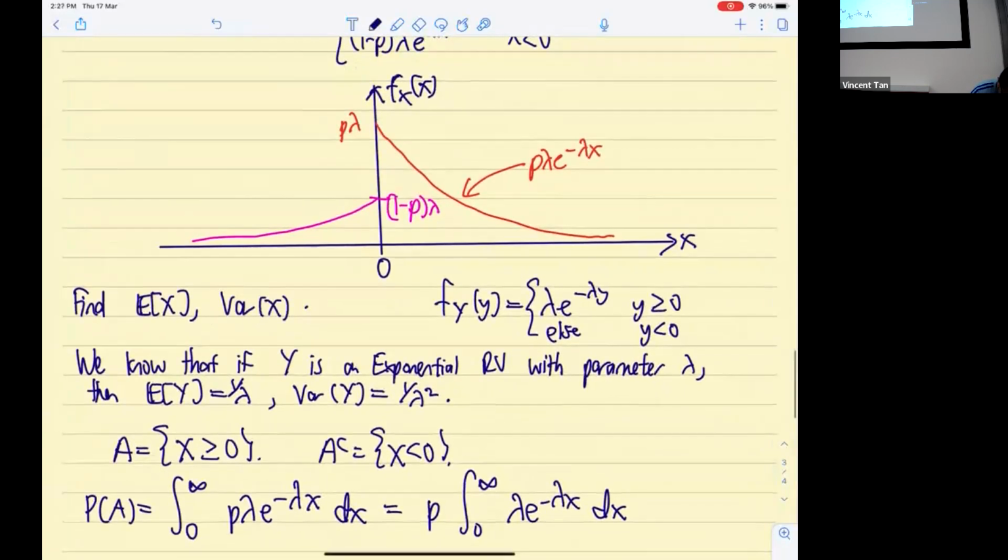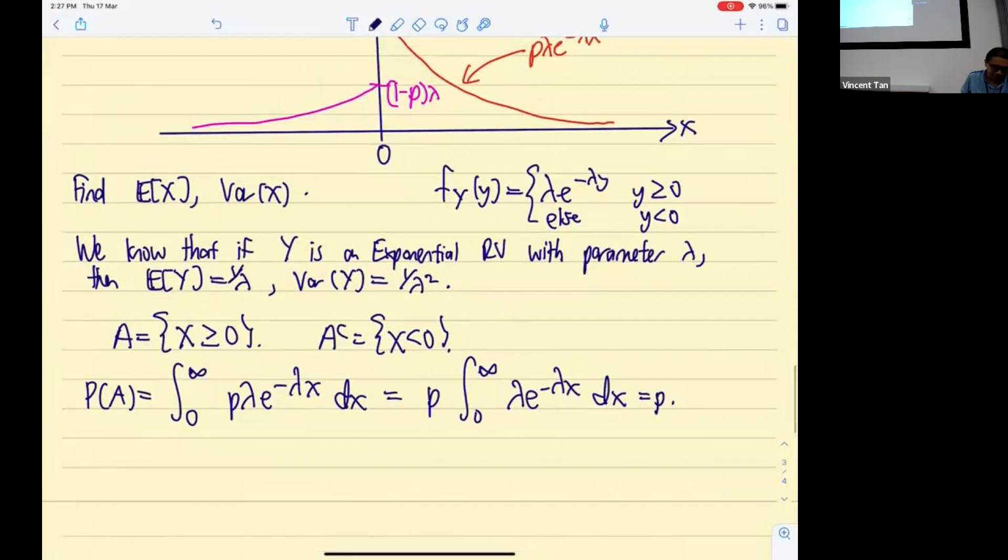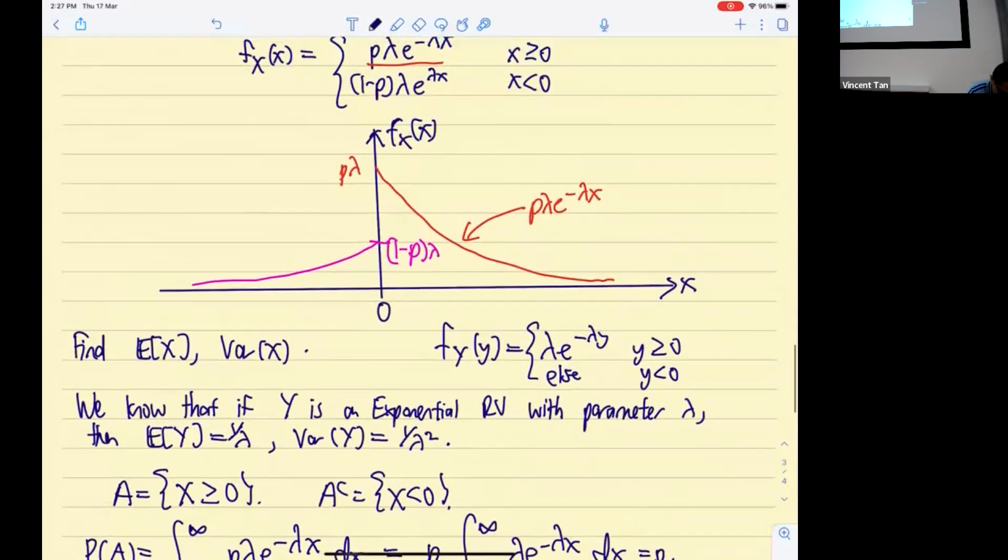But we notice that this integral here is that of an exponential PDF. Exactly exponential. So this must integrate to 1. And so we get p. So that's the probability of A. The good thing is that it's positive. Let's say p is positive. So here p is between 0 and 1, excluding 0 and 1.